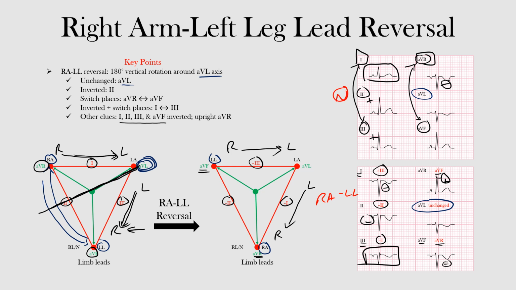And they're inverted because remember, lead 2 becomes inverted, okay? And then leads 1 and 3 become inverted and switch places, all right? And then lead AVF is switching places with AVR. So that's why you see that inversion in that case, all right?